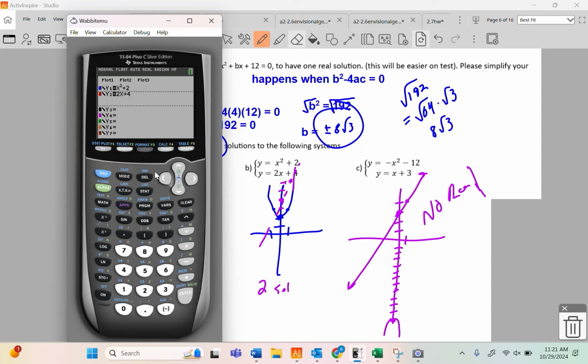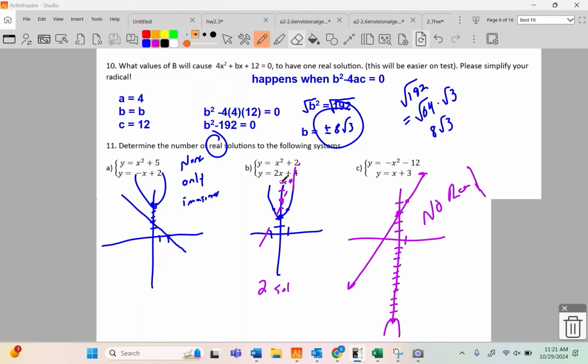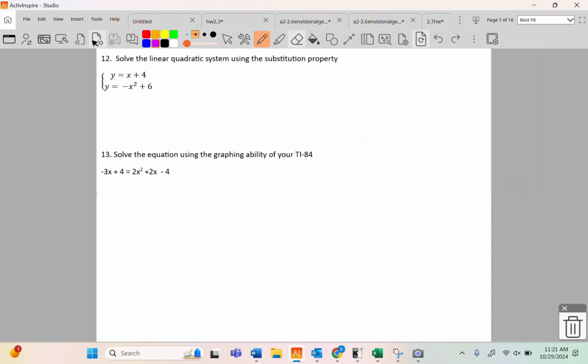Anyways, Zoom 6. That was example B, by the way. I said it was going to hit twice. And it's going to. Two answers. It doesn't say what they are. It says determine. All right, solve the linear quadratic using substitution.